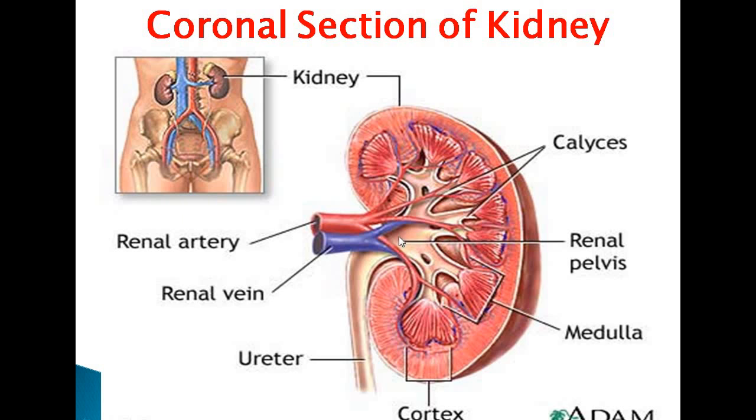Then what is the renal sinus? The renal sinus is the space which extends into the kidney from the renal hilum. The contents of the renal sinus are branches of the renal artery, tributaries of the renal vein and the renal pelvis. The pelvis is divided into 2 to 3 major calyces, which are further divided into 7 to 8 minor calyces, being indented by the renal papilla. So this is the coronal section of the kidney.